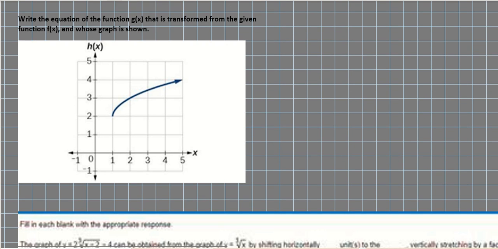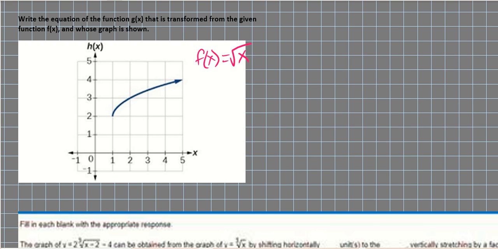So if we look at this next one, it says write the equation of the function g of x that is transformed from the given function f of x whose graph is shown. What does this basic graph look like? Square root. So we already know that it's got to be a square root, right? Square root of x.